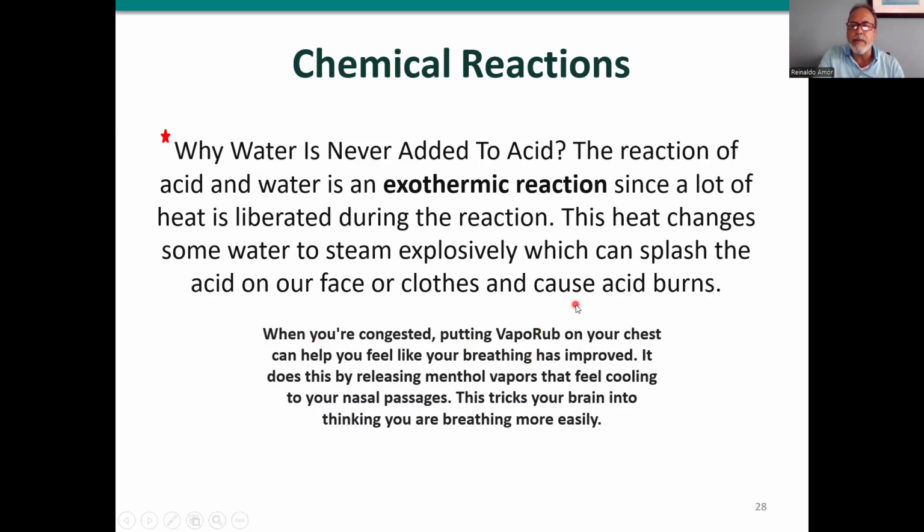Also, vapor rub. I don't know if you know the mechanism of vapor rub, but when you're congested, putting vapor rub on your chest can help you feel like your breathing has improved. It does this by releasing menthol vapors that feel cooling to your nasal passages. This tricks your brain into thinking you're breathing more easily. Keep vapor rub away from your face. You can put it on the chest, maybe the neck area. Sometimes they put it as far as the bottom of your sole. But that smell is going to trick your brain that you're breathing easier.